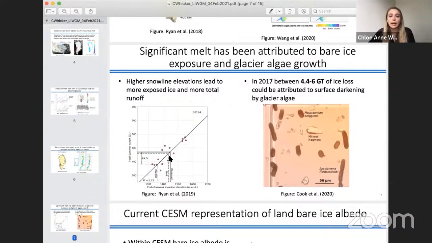Here we see as we get higher season snowline elevation, so more bare ice exposure, we get increased total summer runoff. And that is due to two compounding factors. The first is that bare ice lowers the albedo and causes more melt. And then also bare ice tends to be slicker, so any meltwater can just run off instead of getting trapped in a crustal surface and remelting. And for glacier algae, in just 2017, it was estimated that between 4 and 6 gigatons of ice loss could be attributed just to glacier algae.